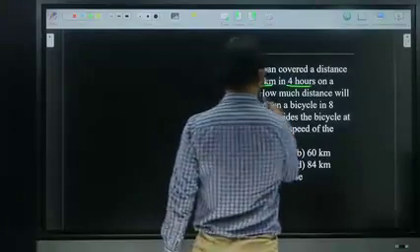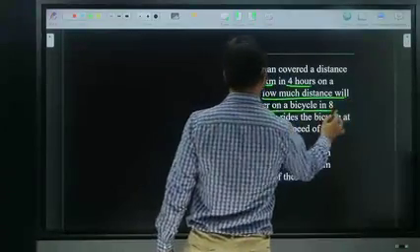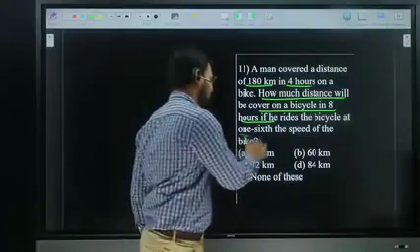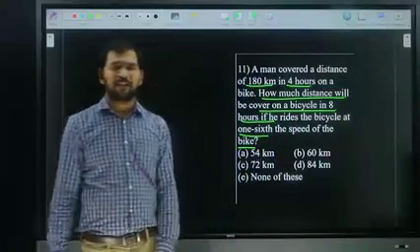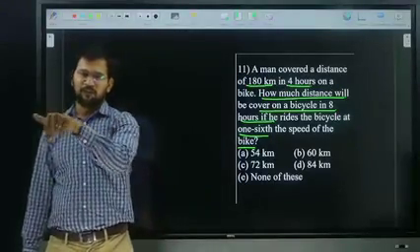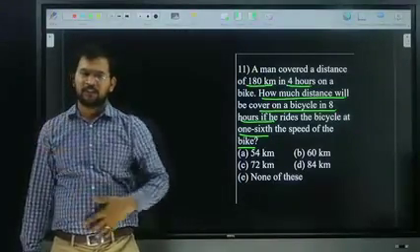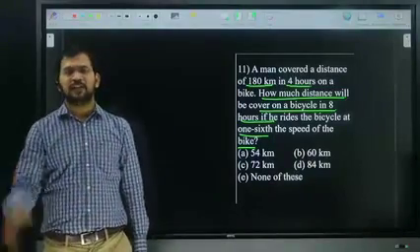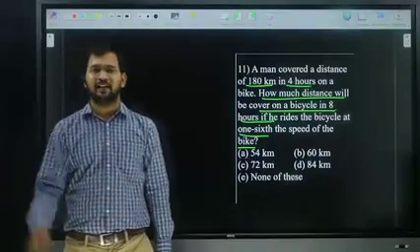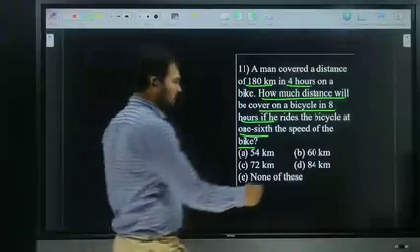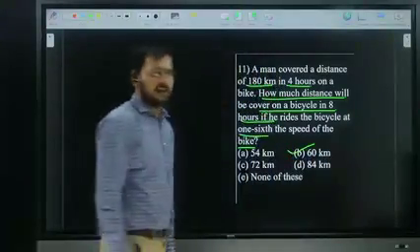How much distance will be covered on a bicycle in 8 hours if he rides at 1/6 of the speed of the bike? So 1/6 of the speed of the bike is 1 by 6 into 45, into 8 hours. 45 8s are how much? 45 8s are 360. 360 by 6 is nothing but 60. So your option is Option B, the right answer. All of you clear?